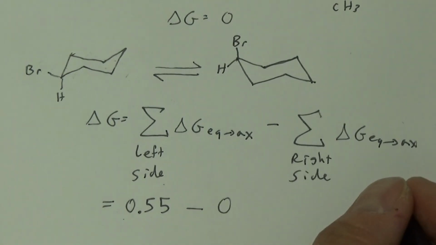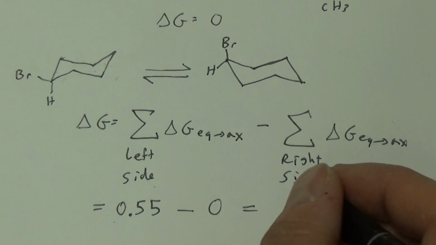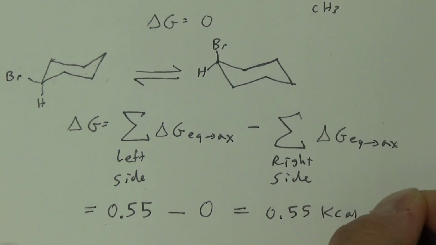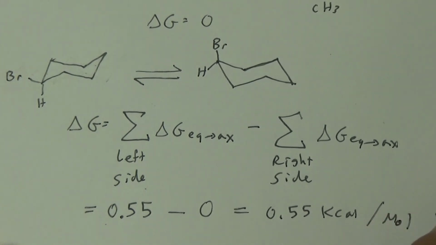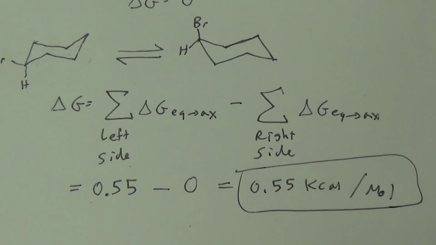This is the mark method. It's really easy, and it gives us a quick answer. So the answer is 0.5 kilocalories per mole. Okay, so that's a positive number, right?